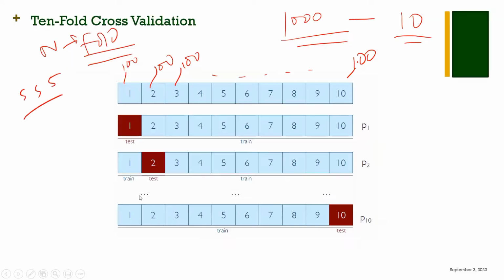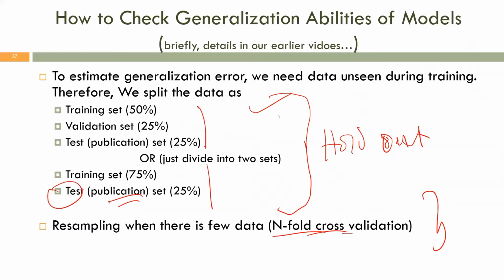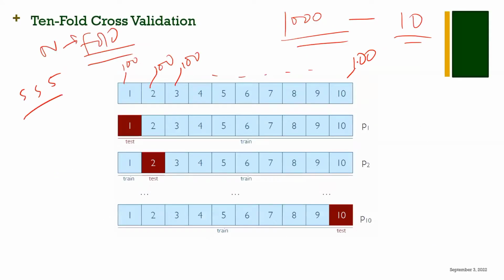Now, the questioner is asking: does this cross-fold, or n-fold, cross-validation method not expose our testing sample to the model? This is the question. The questioner is concerned that it seems our model is being exposed to every data partition. Yes, that is the case. The questioner is right. However, it's not a problem. I will tell you the reason.